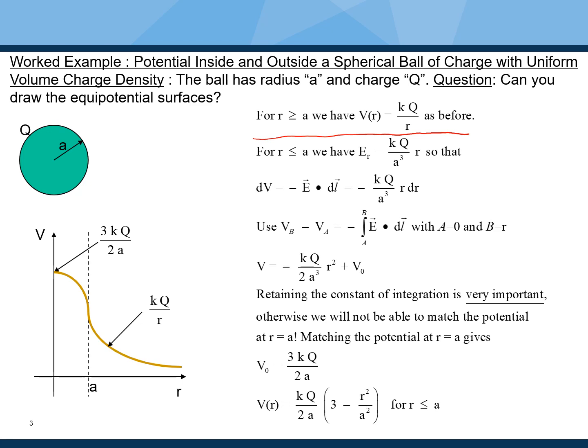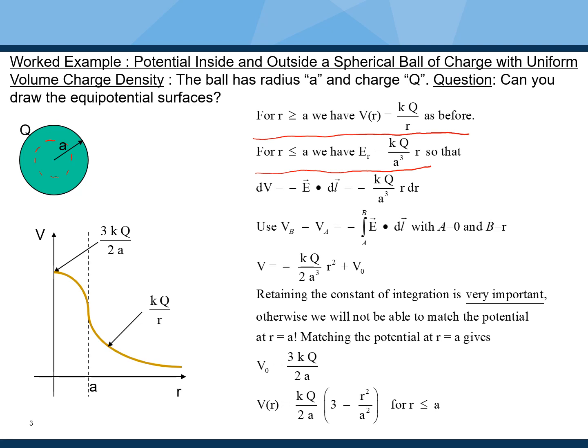Now, for r less than a, we can use a closed Gaussian surface that we set up out here like this. I will not repeat the calculation, but from chapter 22, we have already found that the electric field is given by this formula. In other words, the electric field increases linearly as a function of r.